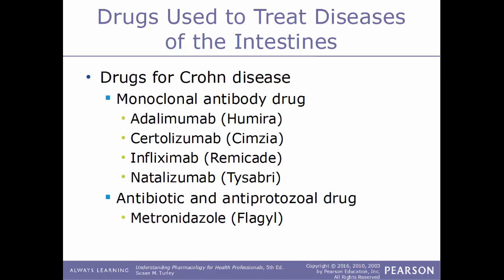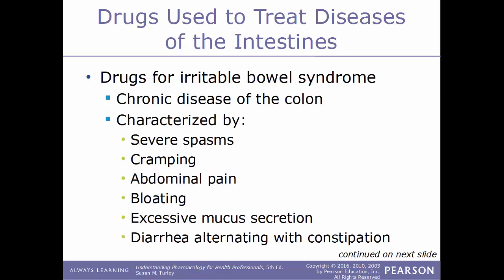Now, the drugs that are used to treat Crohn's disease, these could include monoclonal antibody drugs or antibiotic and antiprotozoal drugs. When it comes to the monoclonal antibody drugs, these could include adalimumab, which is sold as Humira; certolizumab, which is sold as Cimzia; infliximab, which is sold as Remicade; and also natalizumab, which is sold as Tysabri. An example of an antibiotic or antiprotozoal drug that could be used here: metronidazole, which is sold under the name Flagyl.